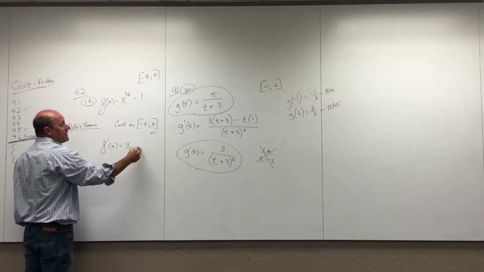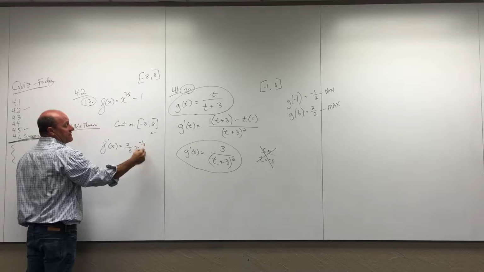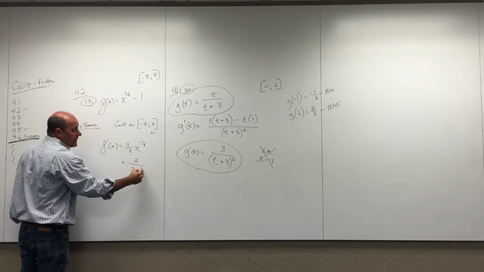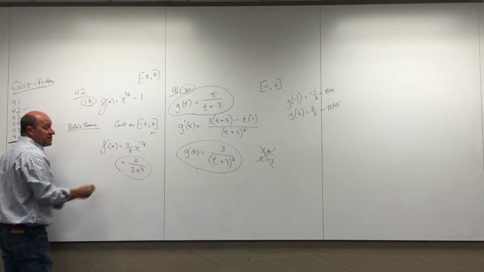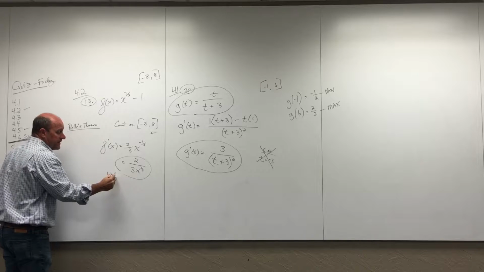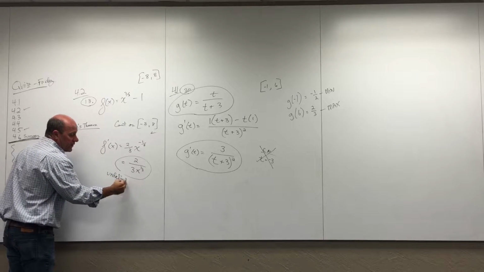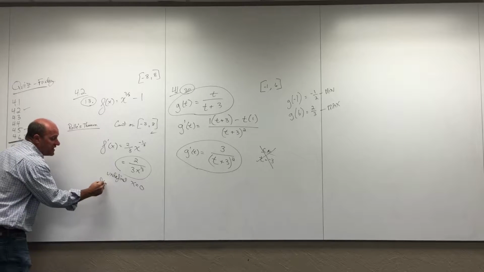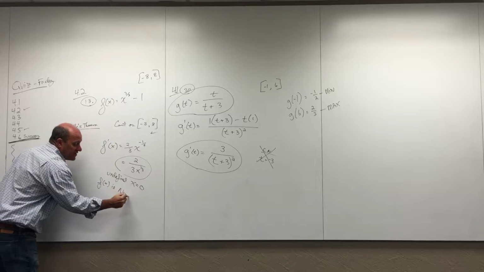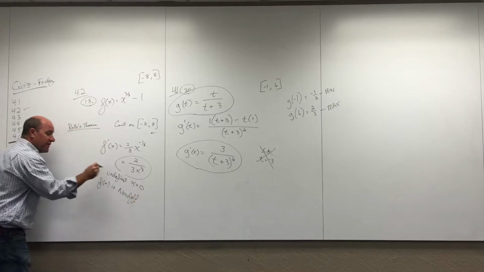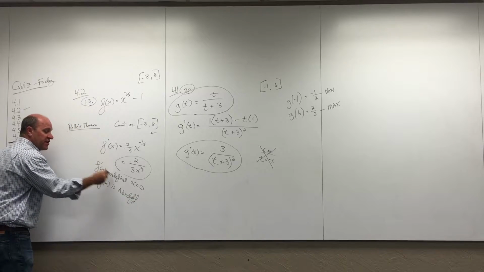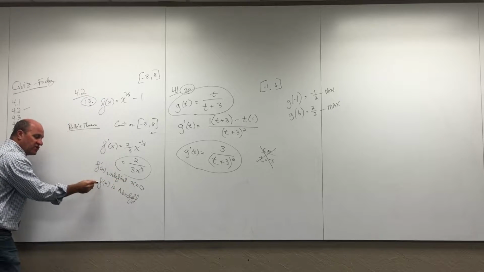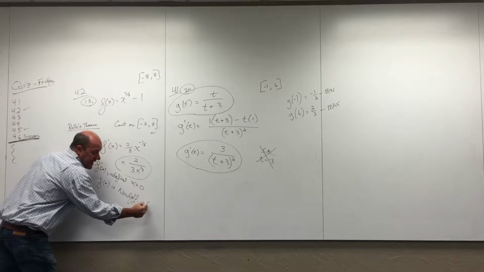The derivative is 2/3 x to the -1/3, which is actually 2/3 over x to the 1/3. And I can tell you right now, this is undefined when x is 0. So it's undefined at x equals 0, which means it's not differentiable. The derivative is undefined when x equals 0. That means the function is non-differentiable at x equals 0.